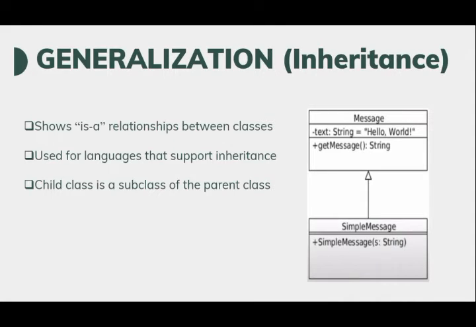So in this example, as you can see in the diagram, the simple message is the child class of the message, which is the parent class. So next is the association. The association has two subcategories.